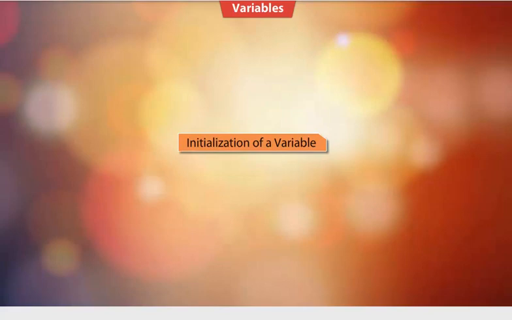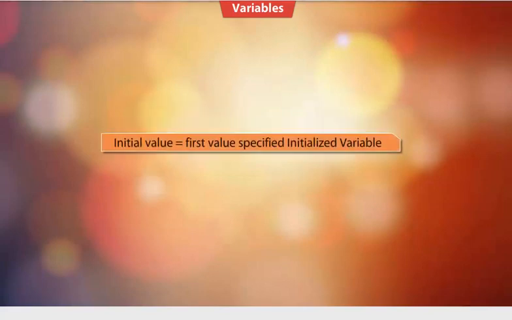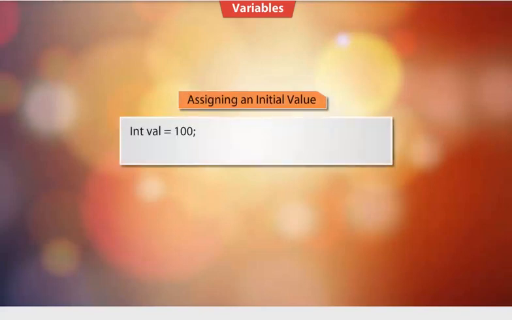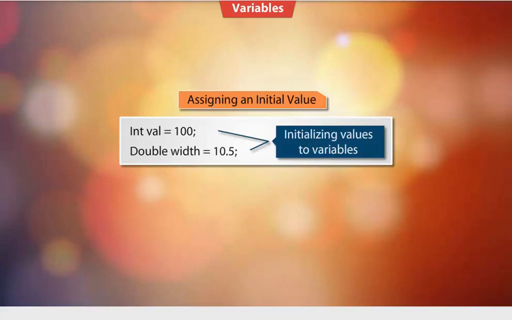Once you declare a variable, it is ready for use. You can then assign an initial value to the variable. Initial value, also called default value, is the first value specified while defining a variable. A variable with the first value declared is said to be an initialized variable. Let us look at an example. Here, we are assigning an initial value of 100 to the variable VAL, which is an int data type. We are also assigning a value of 10.5 to variable width, which is a double data type.